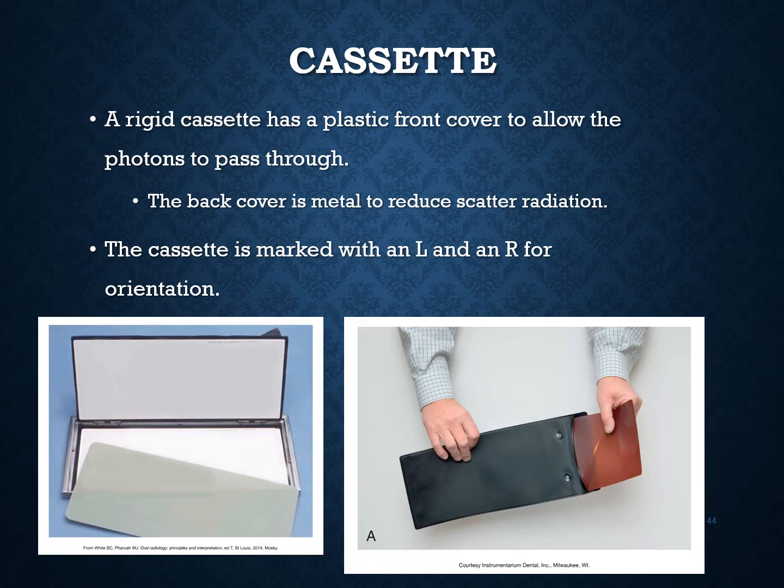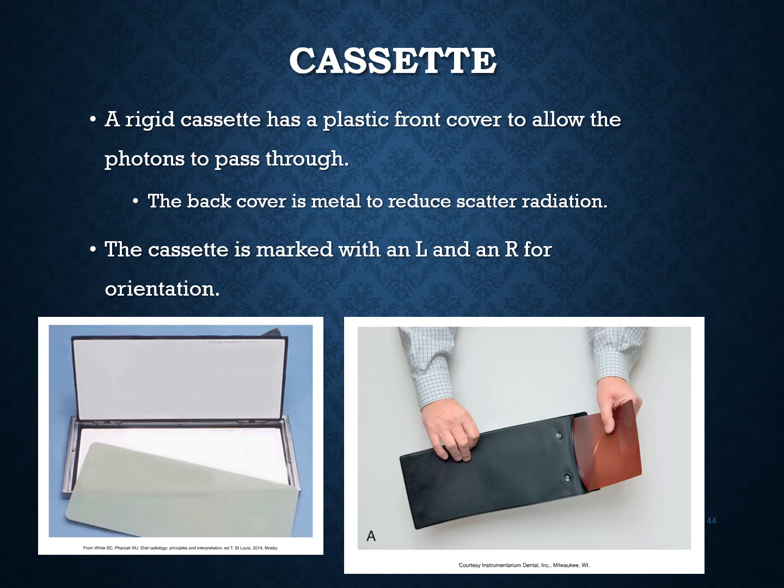And here are some pictures of those. You see the rigid one, which we already saw a picture of, and then the one on the right is that flexible cassette. A rigid cassette has a plastic front cover to allow the photons to pass through. The back cover is metal and it reduces scatter radiation. The cassette is marked with an L or an R for orientation.